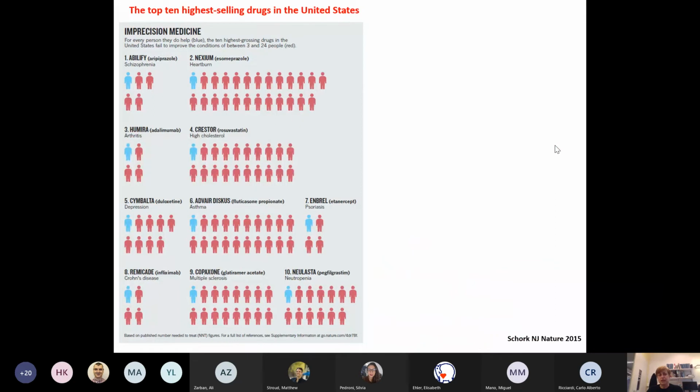Now, even our most successful drugs, and here you can see the 10 highest selling drugs in the US, even the most successful drugs actually are effective only in a fraction of patients. So you see here in blue, this is a patient that is successfully targeted and helped by the medication, while in red, all these individuals actually don't benefit from the medication. And if you consider that these are the top selling drugs, then we really have a big problem.